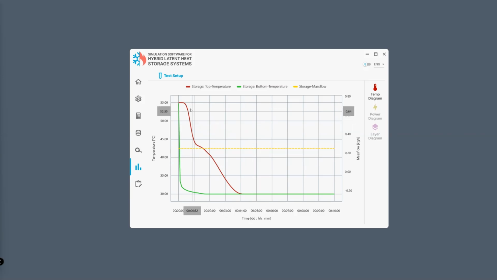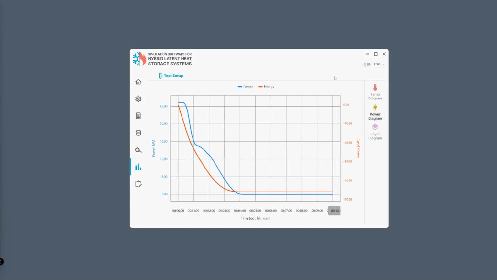If we calculate the power of the system, this is done by multiplying the mass flow by the heat capacity by the temperature difference, which can be done with the power diagram. The blue line represents the delivered power from the system. At the beginning, when we have a very high temperature difference, the system delivers up to 26 kilowatts. After the sensible heat is gone, we go down to around 40 to 50 kilowatts and then go down to 0 until the storage system is empty.